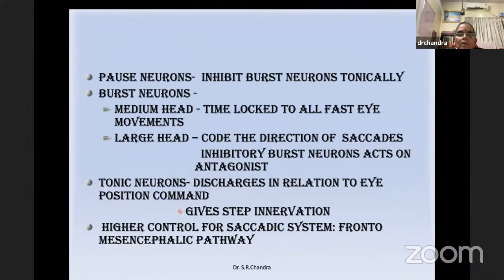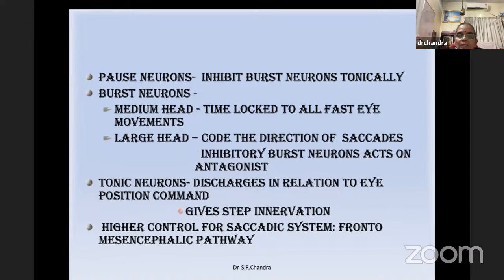Then you have pars neurons that inhibit the burst neuron tonically. So it inhibits the opposite side burst neuron. And burst neuron, you have got medium head, large head. Medium head is time locked to all fast eye movement. Large head codes the direction. The medium head is the time coding and the large head burst neuron is the direction, right or left.